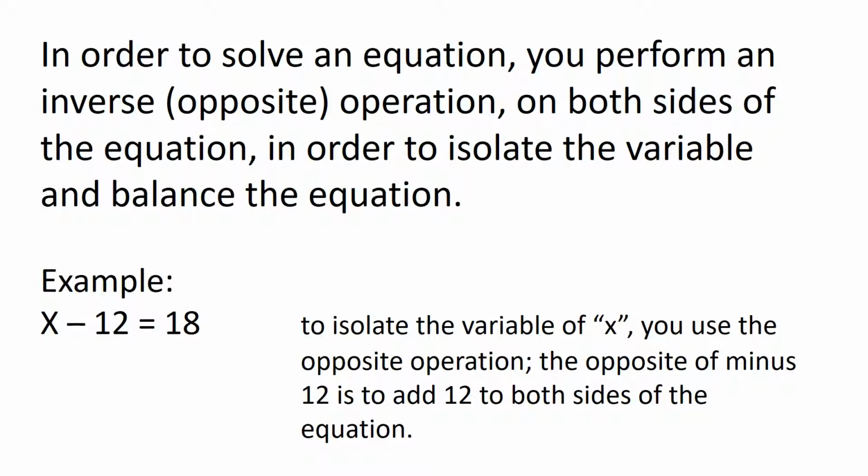In this example, x minus 12 equals 18. To isolate the variable of x, you use the opposite operation, and the opposite of minus 12 is to add 12 to both sides of the equation. As you see, we added 12 on both sides. Negative 12 plus positive 12 will cancel, leaving you with x on the left-hand side of the equal sign. And then you're going to add 18 and 12 to get 30. So x would equal 30.